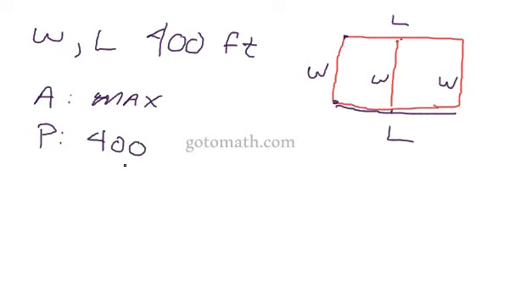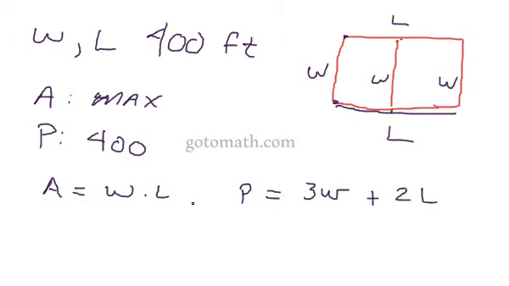So we need to construct these two equations now. This one up here is our area that's to be maximized, and we can simply write this as A is equal to W times L. And then the perimeter, I'm going to write over here. P is equal to, now the perimeter is all of this fencing right here, and so we have 3W plus 2L.